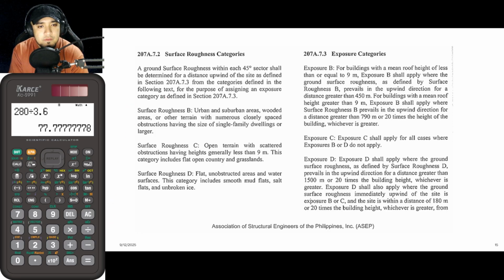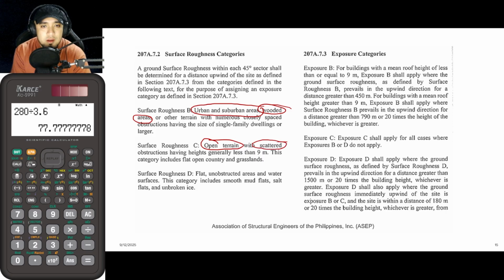And as per surface roughness B, it is indicated here that these are for urban and suburban areas, wooded areas, or other terrain with numerous closely spaced obstructions. So that is where there are many houses, maybe very crowded. And from that, guys, let's say the population there is dense. From that, we could conclude that it might be surface roughness B. Okay? And for surface roughness C, open terrain with scattered obstructions. So there is still obstruction, but it is of course scattered. Then for surface roughness D, these are flat and unobstructed areas.